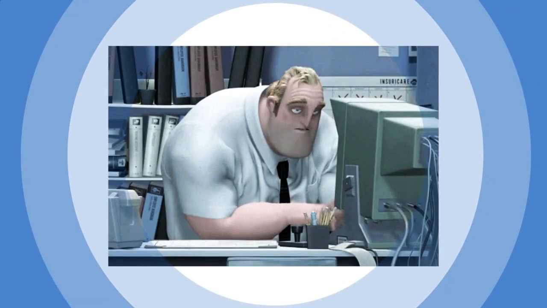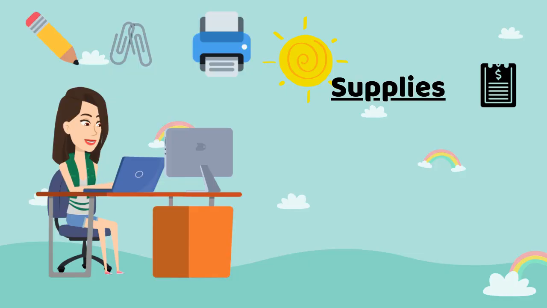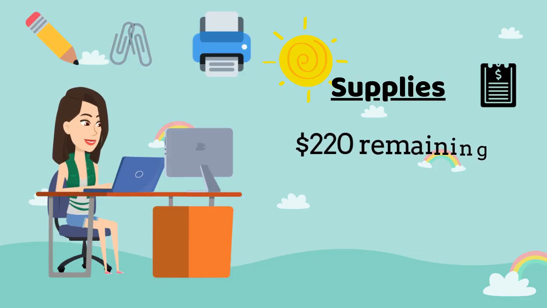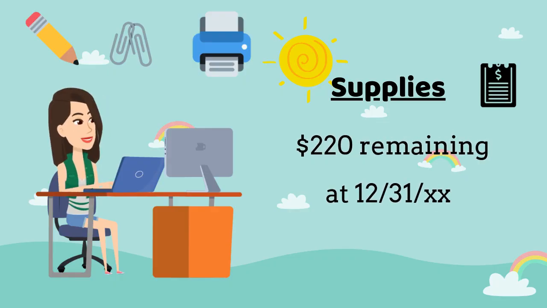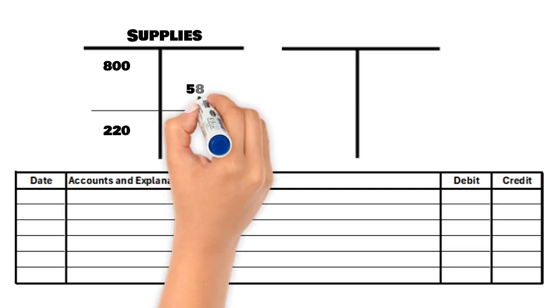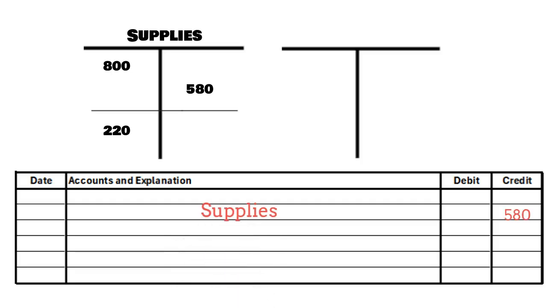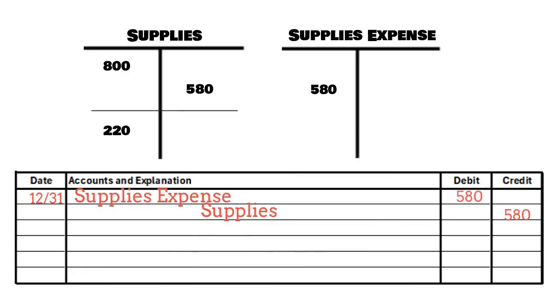Over the course of the month, the supplies get used to write checks, print invoices, and so on. At year end, Claudia takes a quick inventory of her remaining supplies and she only has $220 of supplies left, which means that she needs an adjusting entry to record what was used over the last 3 months. Right now, supplies has an $800 balance, but we know it needs to be $220 since that's what she actually has on hand. That means a $580 credit to supplies and a debit to supplies expense to show the cost of supplies incurred over the last 3 months.